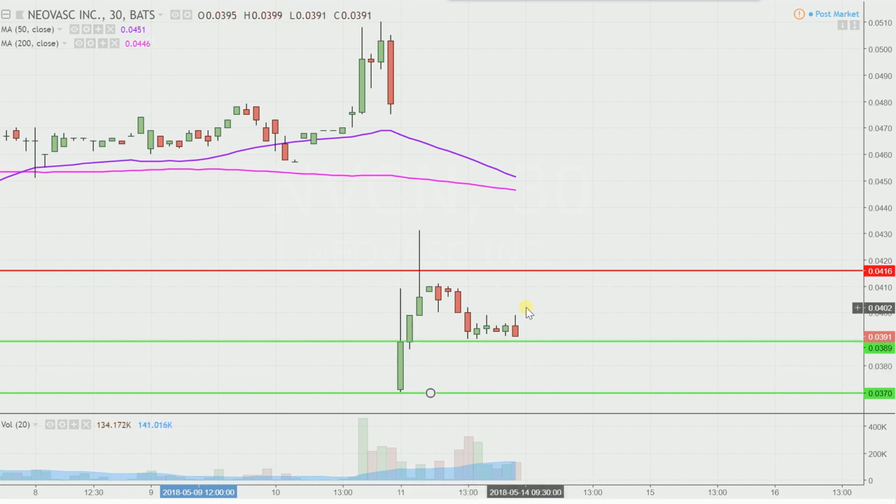But yeah, it has started to bounce, so maybe the bulls can build upon this bounce, and the first step of quote-unquote building on the bounce is going to be breaking up above 0.0415. So we'll see what happens with it next week.